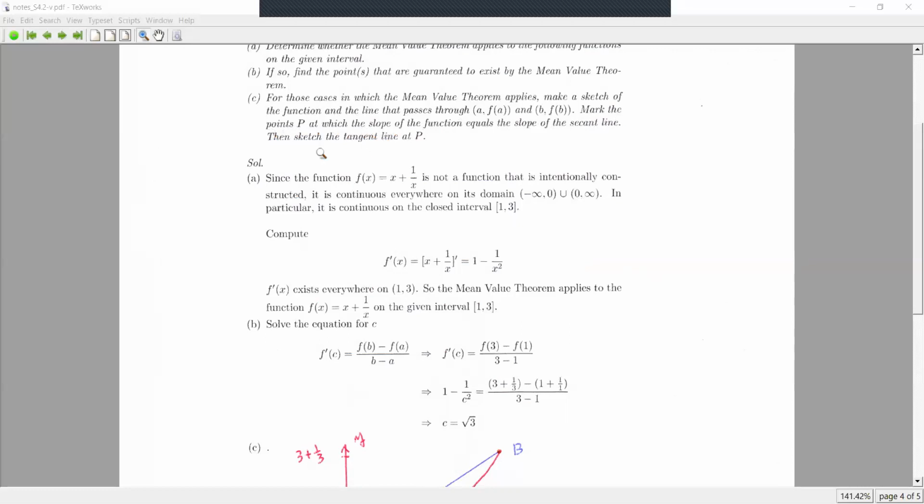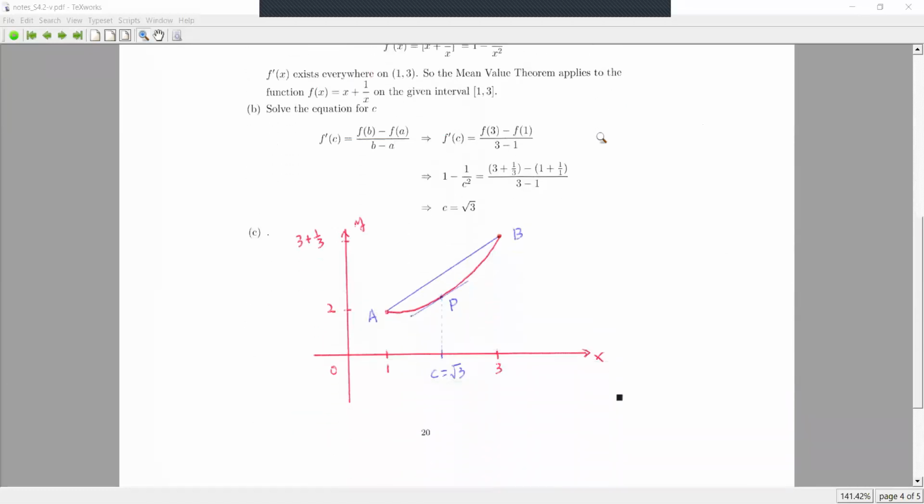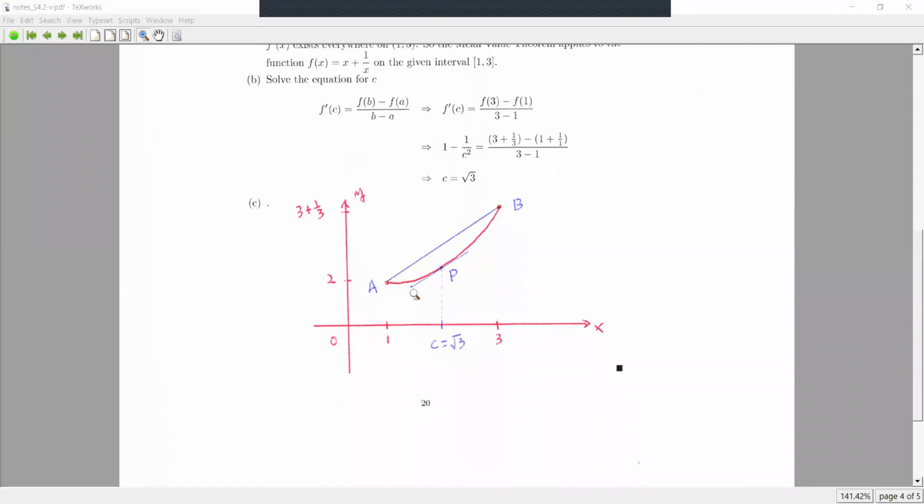That means mark the point where the tangent line is parallel to the secant line that joins the two endpoints. Okay, now which point? The point P should be here. Yeah, there. Tangent line is parallel to the line that joins the two endpoints. And the corresponding x coordinate of this point is the point C, square root of 3. At square root of 3, tangent line is parallel to the line that joins the two endpoints. This point C is guaranteed by the mean value theorem.